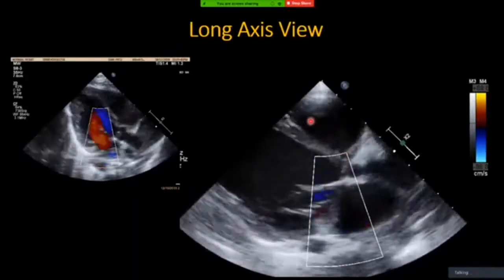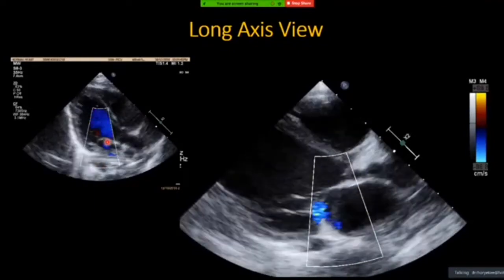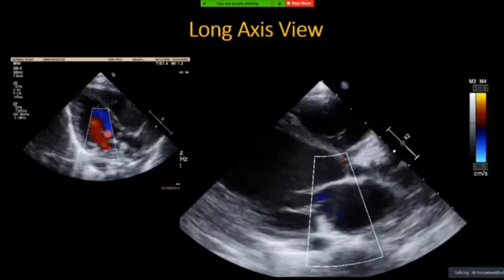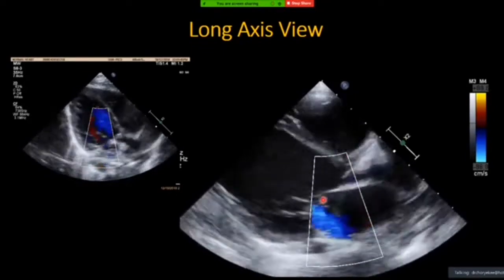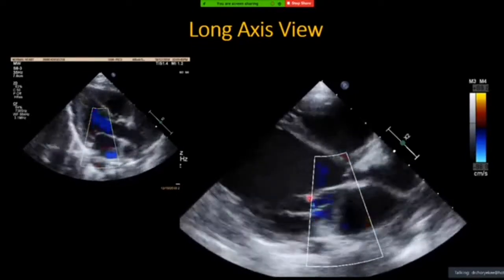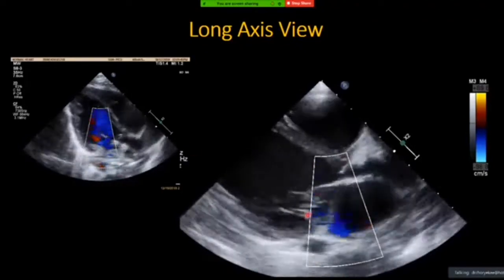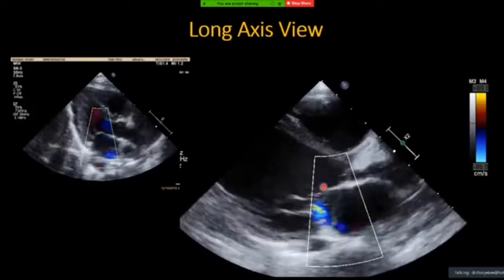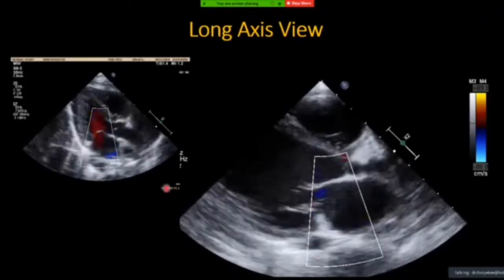So the other thing is that after the chamber size, you look at the valve. So comparing this mitral valve with this mitral valve, this mitral valve hardly opens very much as compared to this one. So you notice that this mitral valve is abnormal and the contractility is poor, because the mitral valve did not hit the septum as compared to here.